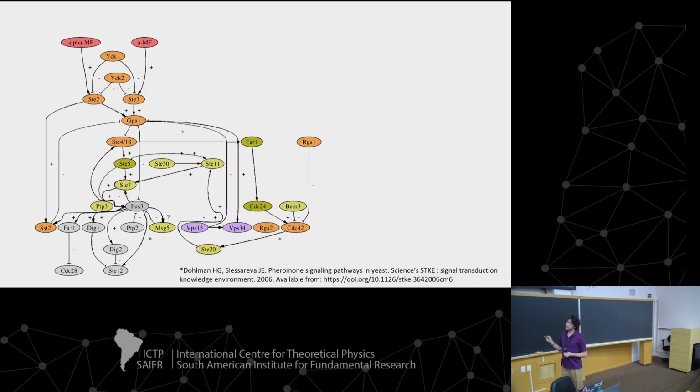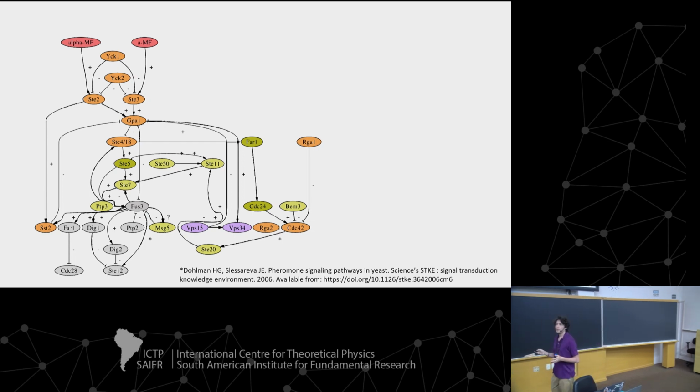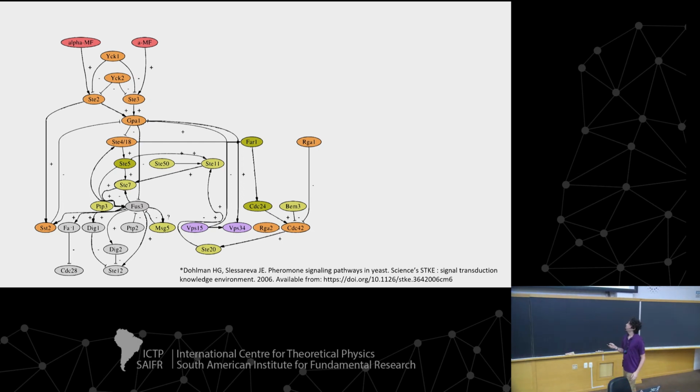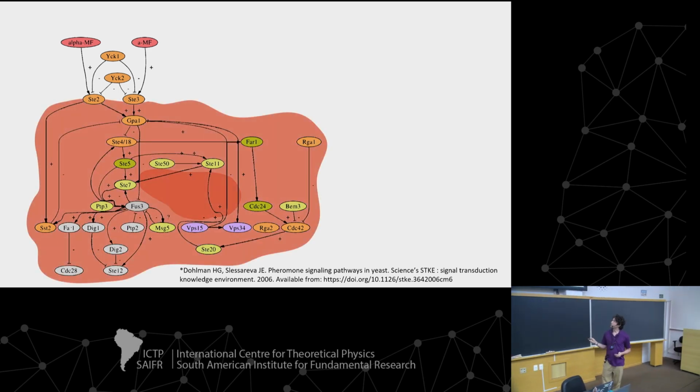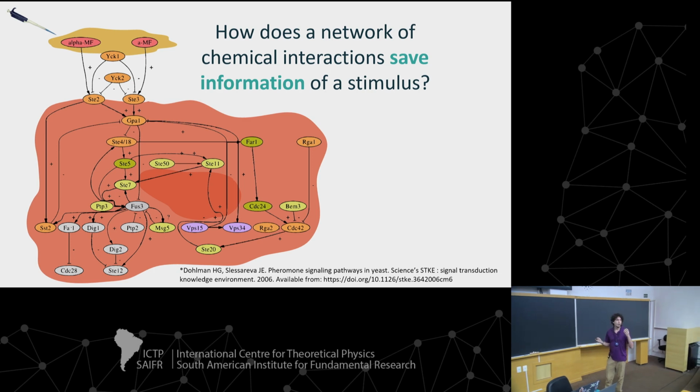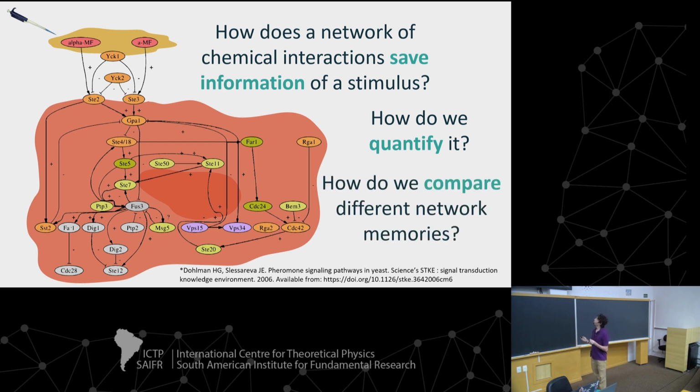This is what we call a signaling pathway, a network of proteins and chemical reactions that senses the pheromone. All of this is inside the cell, and these are the pheromone. In any case, this network is holding the memory of the pheromone. The idea of this work is to ask how a network of chemical interactions saves information of this stimulus, how we can quantify it, and how we compare different network memories between different network topologies. So the idea is to make this quantification.